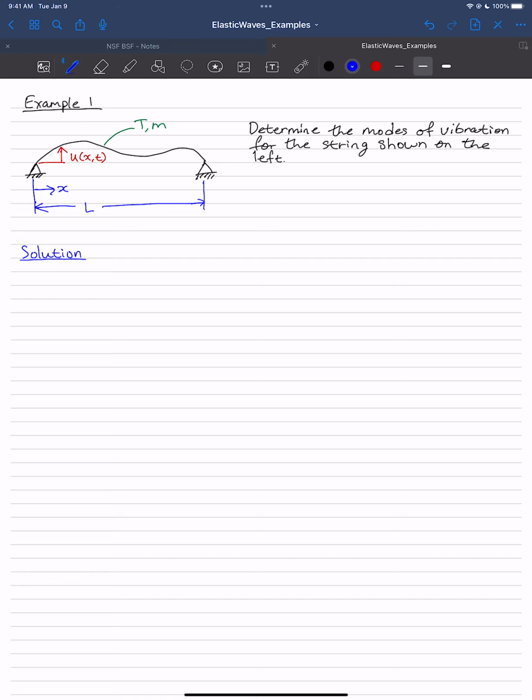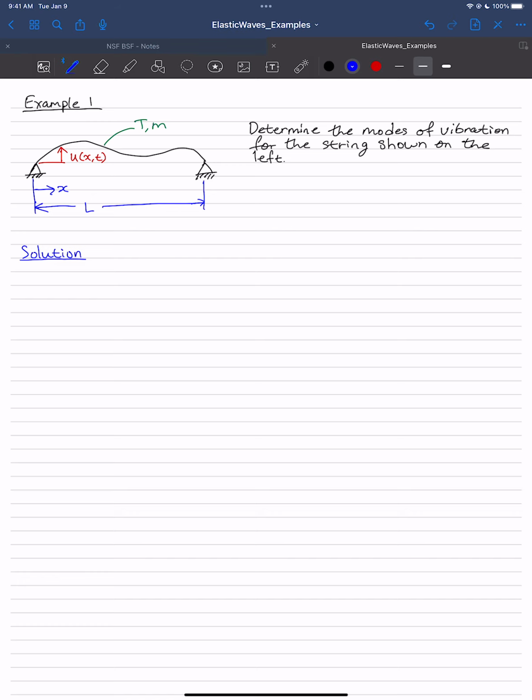In this video we are going to go through an example problem for the elastic wave. I've written this on the screen already. We are given a string that is fixed on each side with no external forcing, and we're asked to determine the modes of vibration for the string shown.